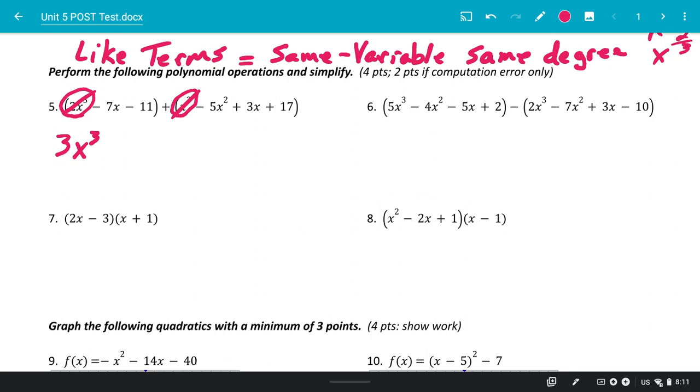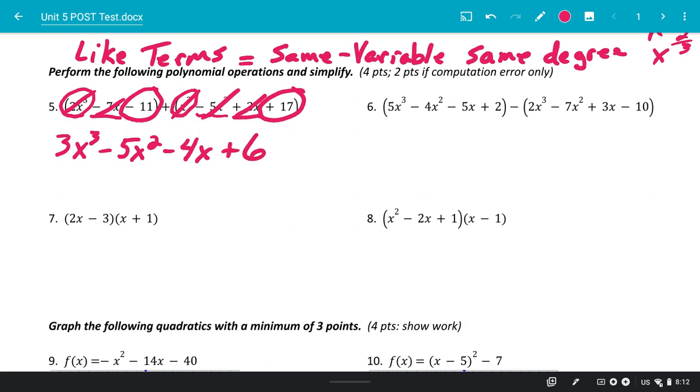Done. Now I need a squared. Here's a squared. It's the only one here, so I can just bring it down. Negative 5x squared. Done. Now I have an x to the first power and an x to the first power. Well, negative 7 plus 3 is a negative 4x. Done and done. And I'm left with constants. Negative 11 and 17. Negative 11 plus 17 is 6. And that's how I combine my like terms.